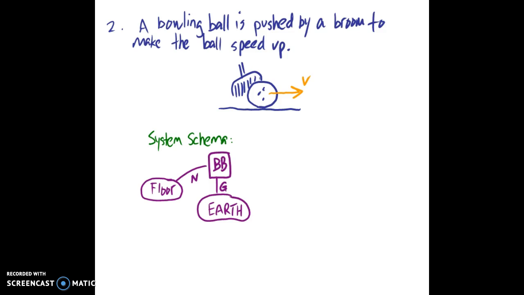We have to add something. We now have the broom. So let's add the broom to the system schema. And the broom is interacting with the bowling ball. It's a push. I'm going to call that a normal force.